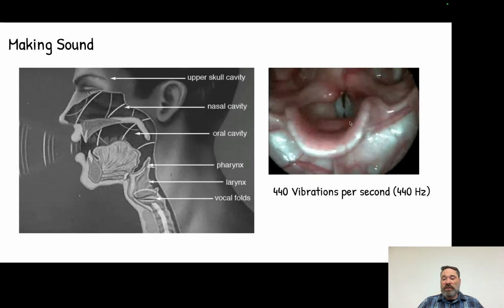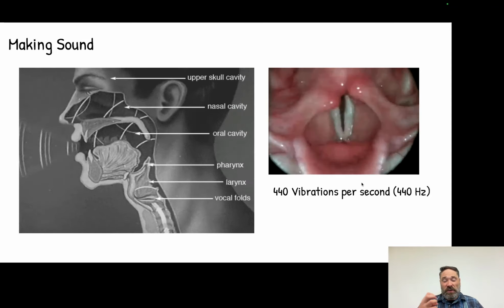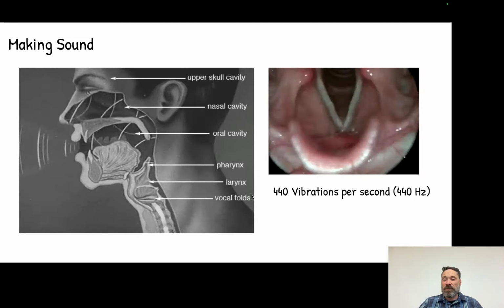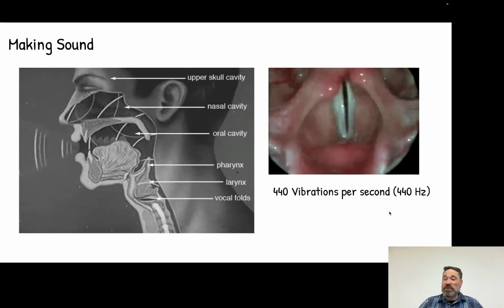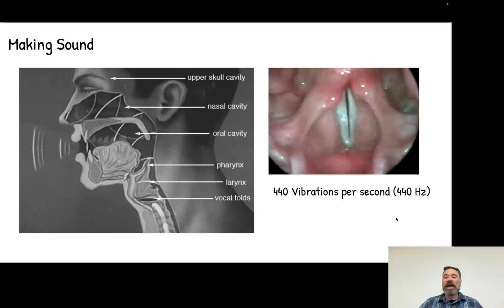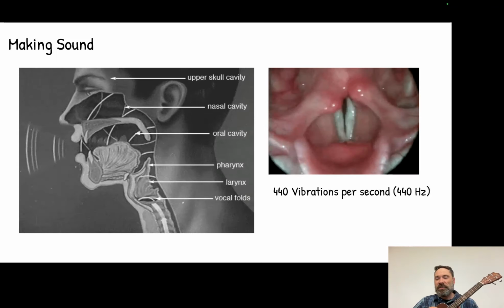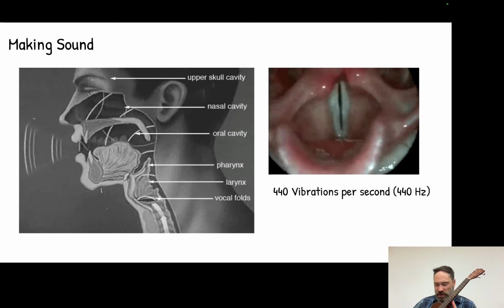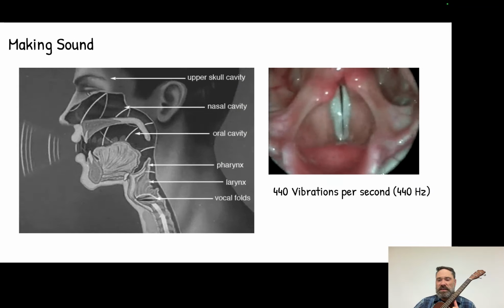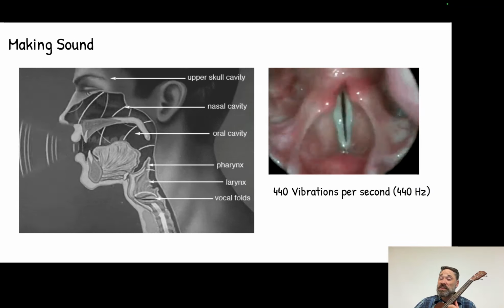Right? That vibration, therefore, causes what we think of as sound. 440 vibrations per second is known as the note A. And if I grab my ukulele for a moment, that is the highest string or the uppermost string on the ukulele here, which sounds like this when I sing it.